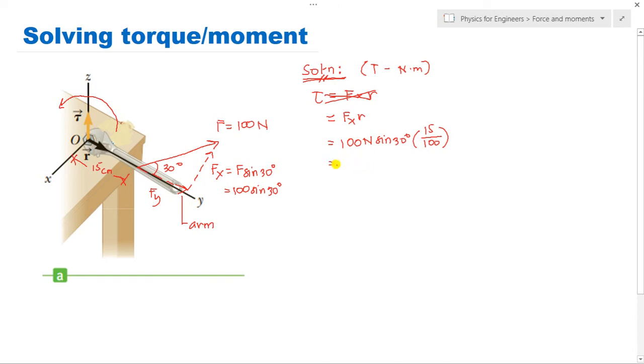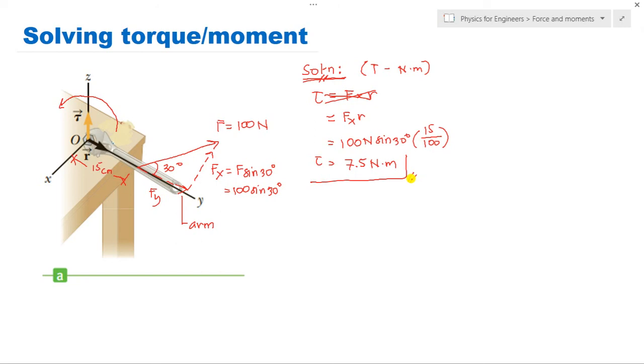So if you have a calculator, you have 100 sine 30, then multiplied by 15 over 100. Then the answer is 7.5. So this is exactly 7.5 newton meter. Okay. Is that clear, class?